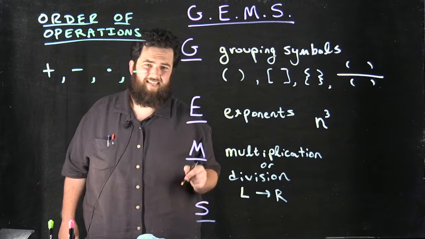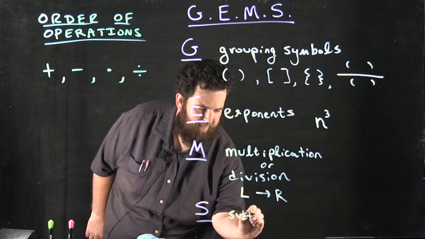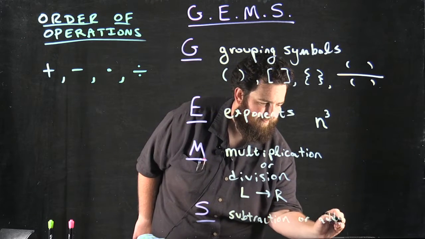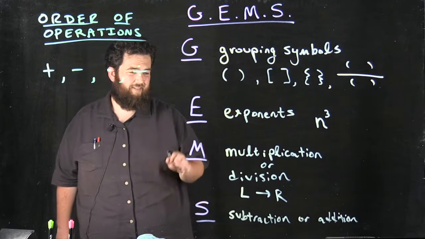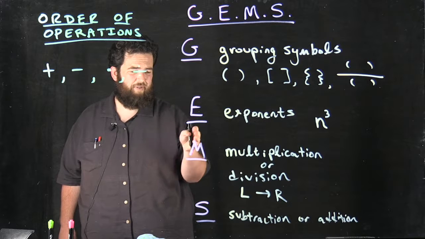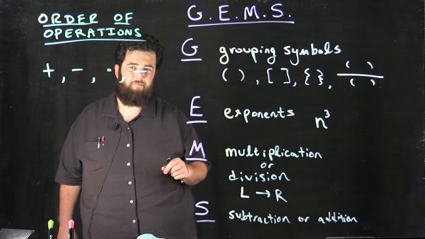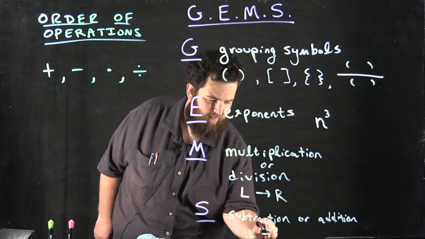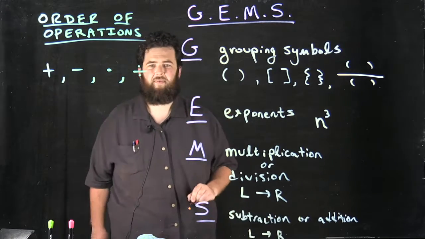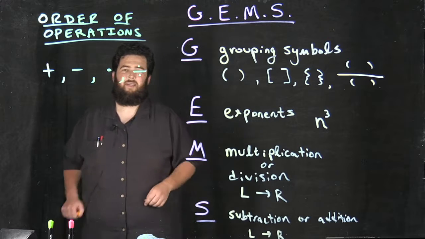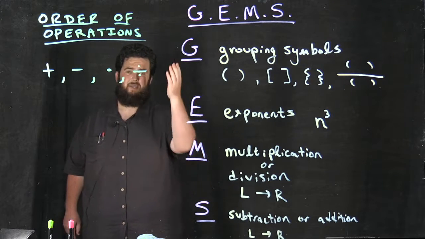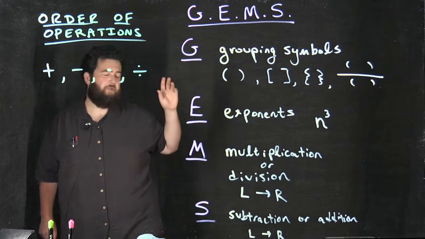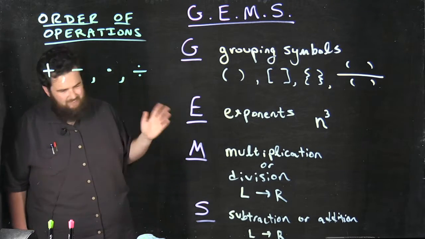Interesting. Finally, S stands for subtraction or addition. And interestingly enough, this also will occur left to right, just in the order that they appear. So if subtraction comes first, then you do the subtraction from left to right. Now what I'd like you to do is just pause this video real quick and jot this down, because these are the 4 steps, the only 4 steps you need to know in order to do any composition of all these crazy operations that we have.